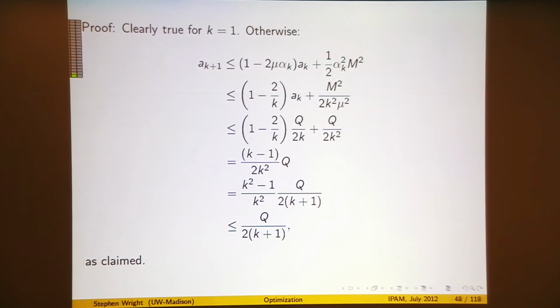So I take that expression, what happens on a single iterate, and I plug in the value of alpha k, which is 1 over mu times k. So I just made the substitution here. So 2 mu times alpha k becomes 2 over k. The mu's cancel.